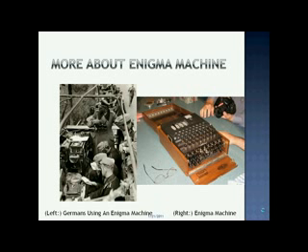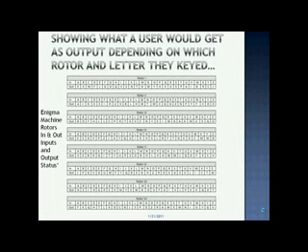The photo on the left is Germans using an Enigma machine, and the photo on the right is an actual Enigma machine. This page shows what a user would get as output depending on which rotor and letter they keyed. Rotor 1, if you keyed a K, you would get an N. Rotor 2, if you keyed a Q, you'd get a Q. Rotor 3, if you keyed a T, you'd get an A. And rotor 4, if you keyed an S, you'd get a T. Rotor 5, if you keyed an M, you get an N, and so on.